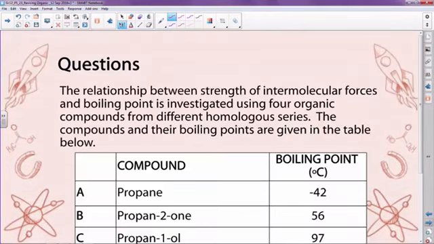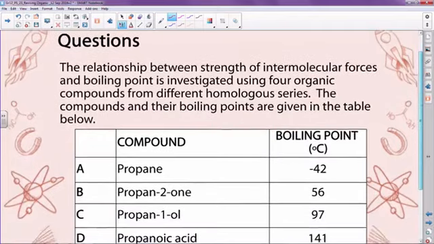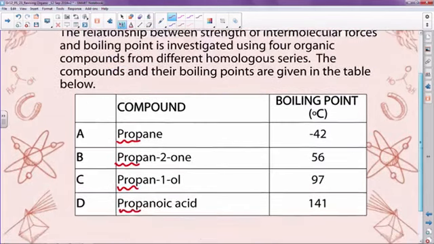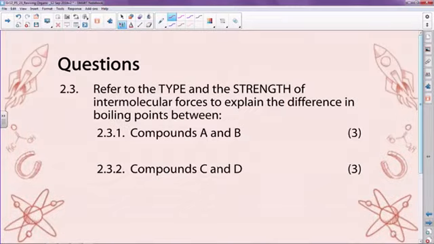Now it says the relationship between strength of intermolecular forces and boiling point is investigated using 4 organic compounds from different homologous series. The compounds and their boiling points are given. They all have 3 carbons, they're all prop-. That's great. Now the first question: refer to the type and strength of the intermolecular forces to explain the difference in boiling points between A and B and C and D.